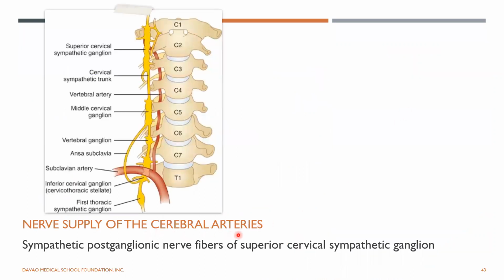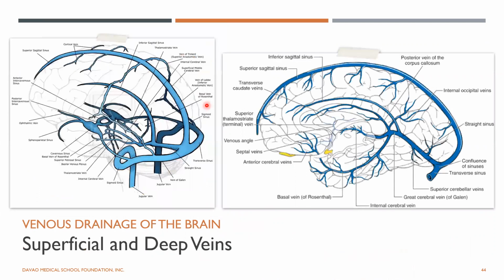Let's go to the nerve supply of the cerebral arteries. This one: sympathetic postganglionic nerve fibers of the superior cervical sympathetic ganglion. So you have different ganglia near and associated to your vertebral artery or the cerebral arteries.